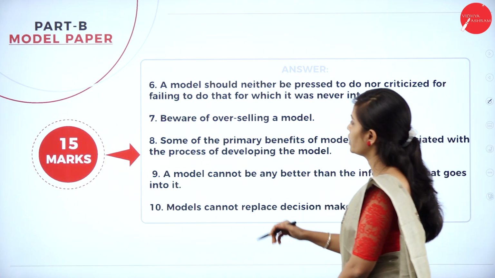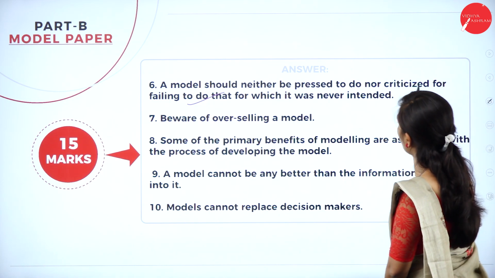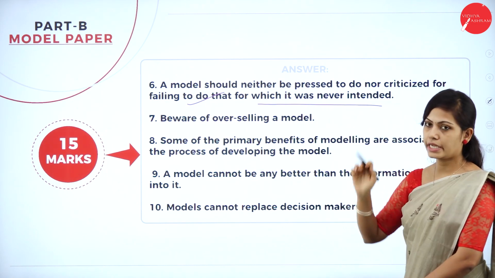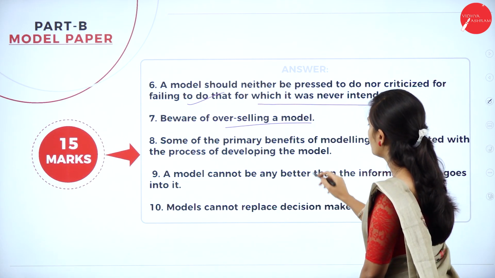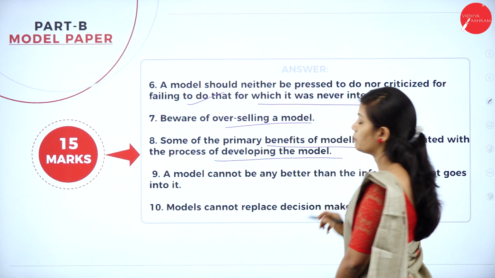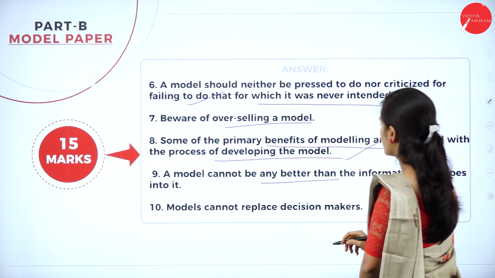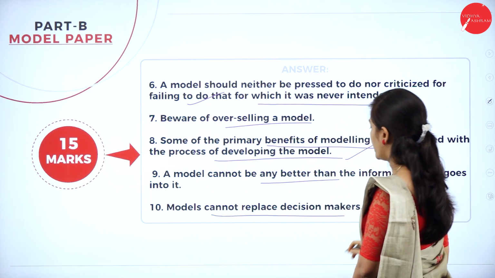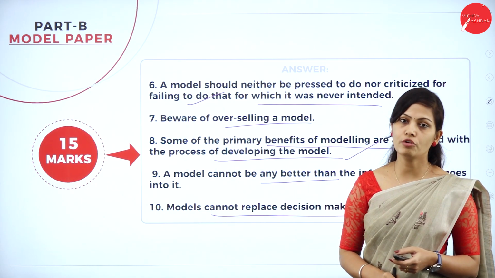Next point, so you can write this: a model should neither be pressed to do nor criticized for failing to do that for which it was never intended. And beware of overselling a model. And the primary benefits of modeling are associated with the process of developing the model. Very important. And a model cannot be any better than the information that goes into it. And models cannot replace decision makers. So these are the very important principles of modeling.